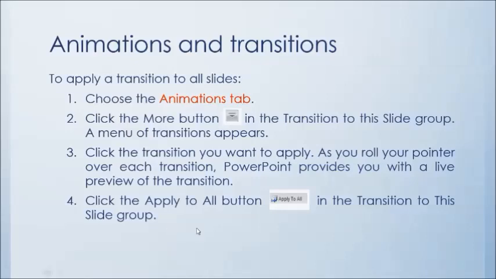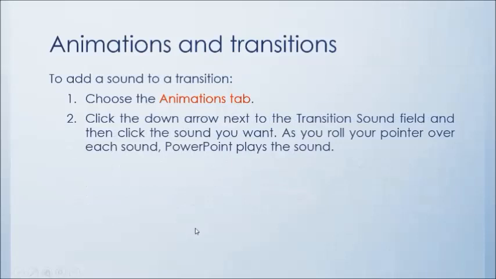Click the Apply to All button in the Transition to This Slide group. How to add a sound to a transition. Choose the Animations tab, then click the down arrow next to the Transition Sound field, and then click the sound you want. As you roll your pointer over each sound, PowerPoint plays the sound.